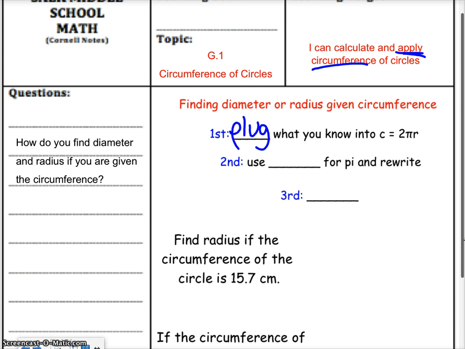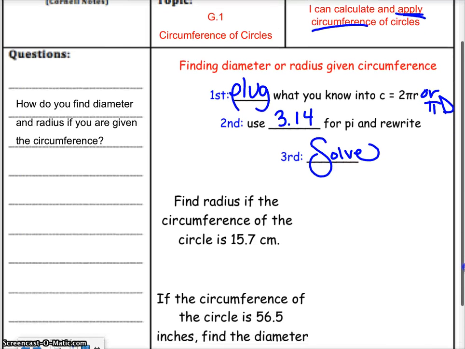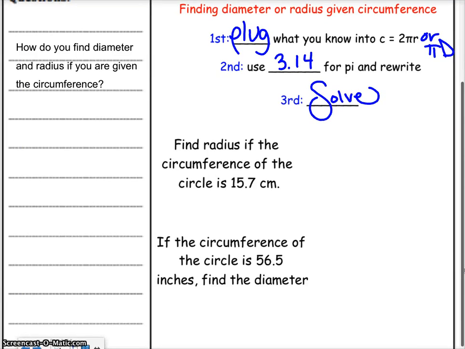First, plug what you know into the formula. Okay, that's the first thing we do. The second thing we do, use 3.14 for pi, and then we will solve. Okay? Now, you can choose to either just watch me here or actually write it. This is the foundational way. This is pure algebra, what I'm doing here. There's an easier way if you would rather not use the algebra way.